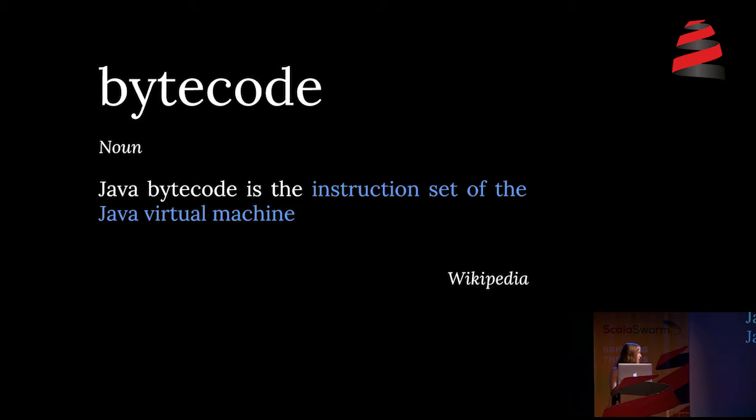Java bytecode is the instruction set of the Java virtual machine. And since Scala runs on the JVM, Scala code is compiled into Java bytecode. And then the JVM knows how to translate these instructions into specific processor calls in order to execute the bytecode on the specific machine.